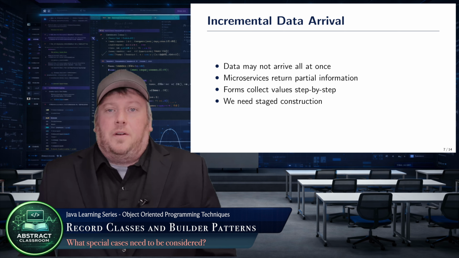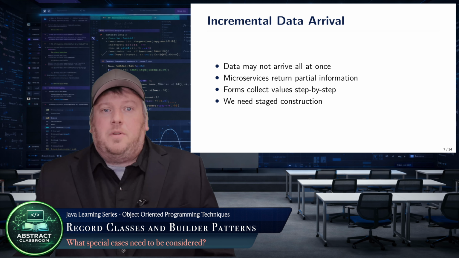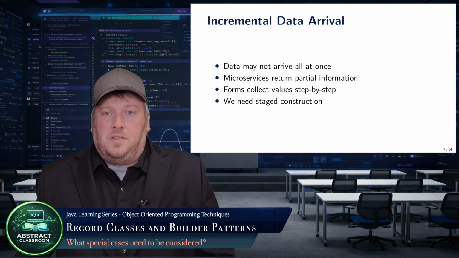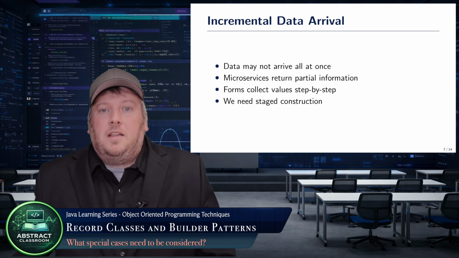Another practical concern is that data does not always arrive at once. In distributed systems, microservices may return partial information at scattered points in time. In user interfaces, forms may collect data across multiple steps. In streaming systems, fields may arrive over time, oftentimes not in the same order. This means we sometimes need staged construction. We need a temporary mutable representation while gathering information, but we still want the final object to be immutable and valid.